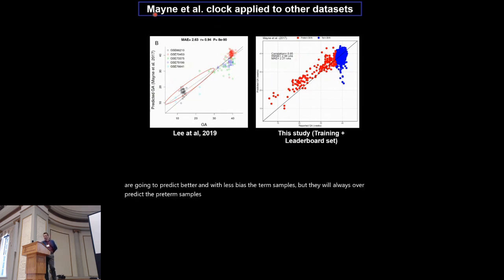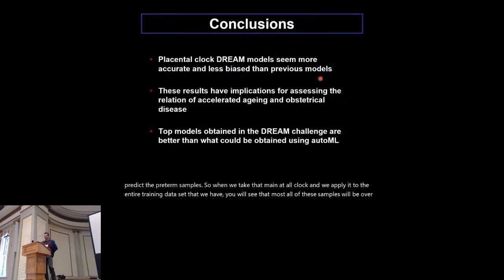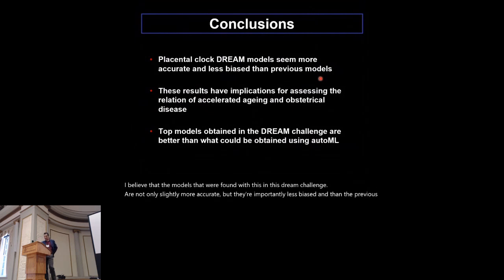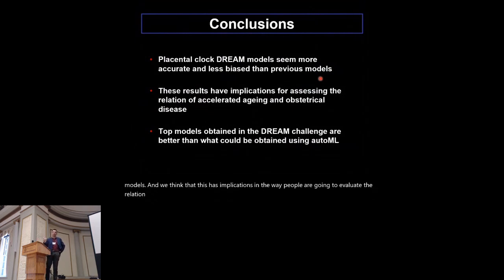So when we take that Mayne et al. clock and we apply it to the entire training data set that we have, you will see that all of these samples will be over-predicted. So then, just to conclude here, we believe that the models that were found in this DREAM challenge are not only slightly more accurate, but they're importantly less biased than the previous models. And we think that this has implications in the way people are going to evaluate the relation between accelerated aging and obstetrical disease.